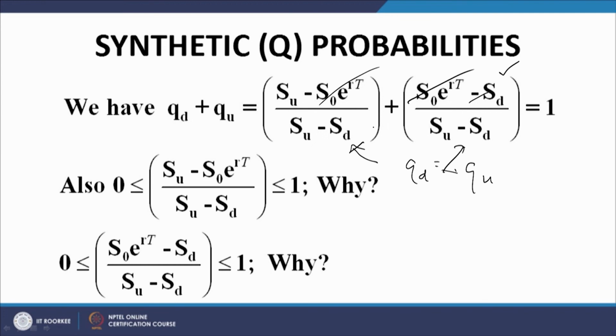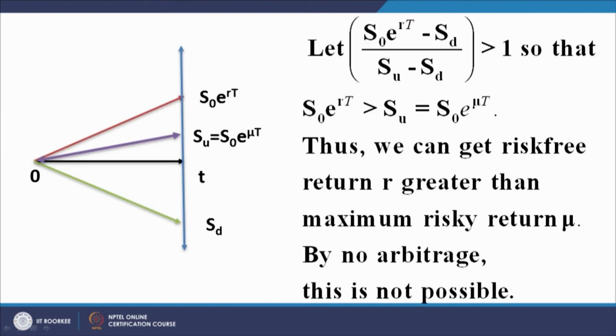The second thing, which is more subtle, more involved, is that each of these q_u and q_d, which we define by these terms, this is q_d, this is q_u, each of these terms must lie between 0 and 1. That is our next agenda. Let us look at this term.